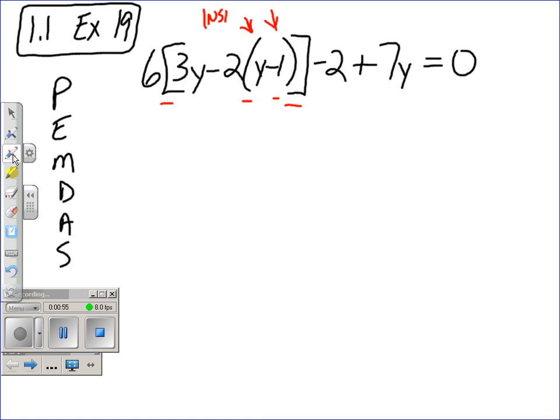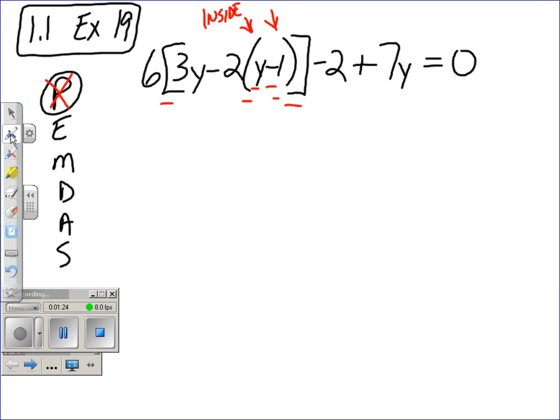So this pair of parentheses here is inside the pair of brackets. So we're going to work on that pair of parentheses first, and then we'll work on getting rid of the brackets. All this falls under parentheses. So let's start inside there. I look to see if I have any like terms that I can add together. I have a y and a 1. That's a variable and an integer. They're not like terms. I can't put them together. So I'm done with the parentheses on that.